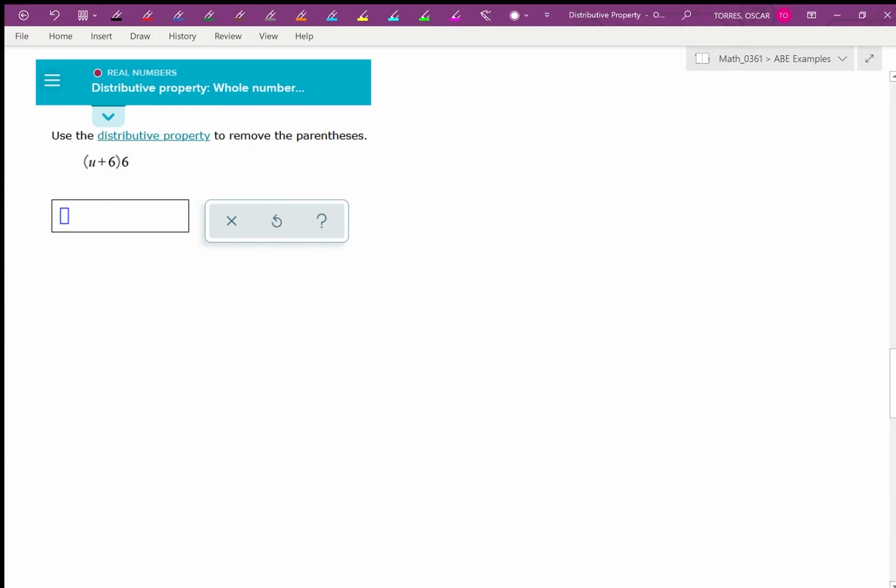For this problem, it's similar to the last one, where we have the 6 on the outside of the parentheses, but to the right. So we're going to take that 6 and we're going to multiply it out. 6 times u is 6u. 6 times positive 6 is positive, so we write a plus sign, 36. So this answer ends up being 6u plus 36.